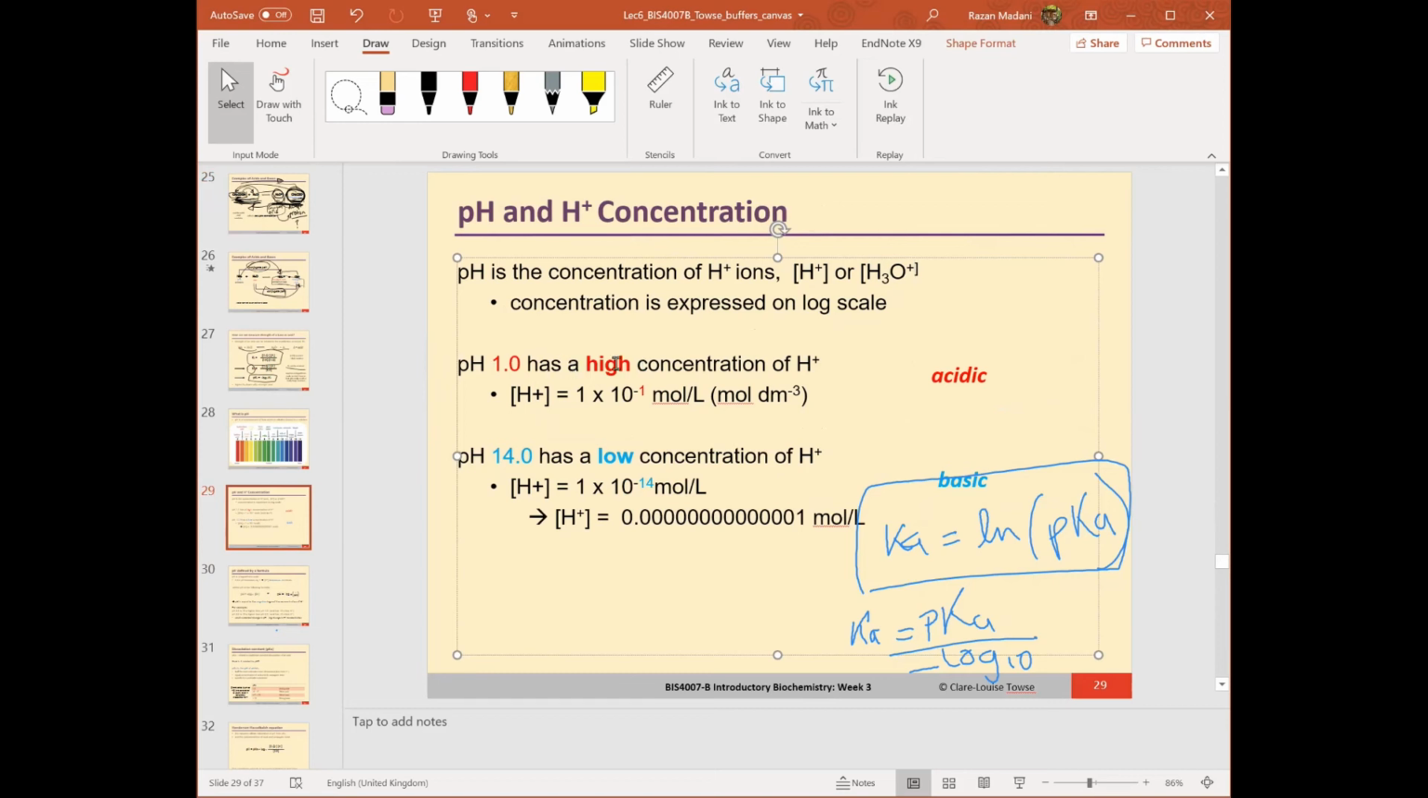So pH 1 has a very high concentration of H+. Remember, acid in our stomach will have pH of 2, right? HCl, which is very, very acidic. So the lower the pH, the more acidic it is. And here it's just telling you it's basic if it's the highest pH. That means it has low concentration of hydrogen plus.